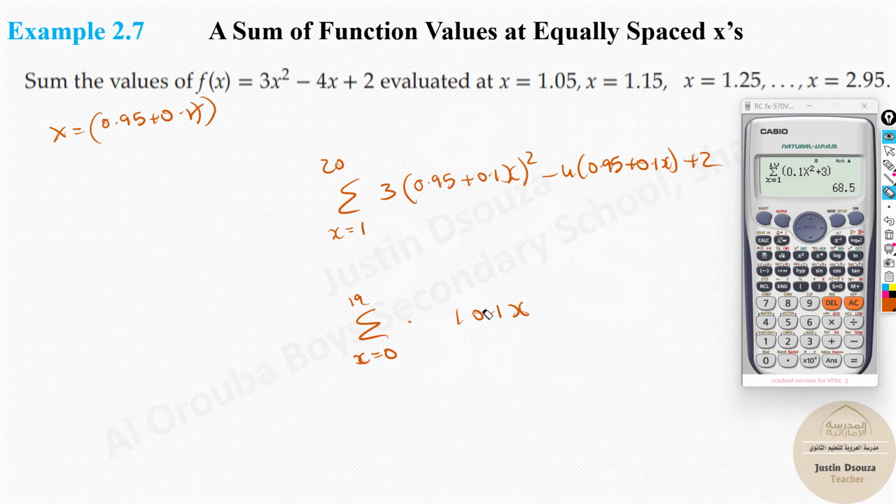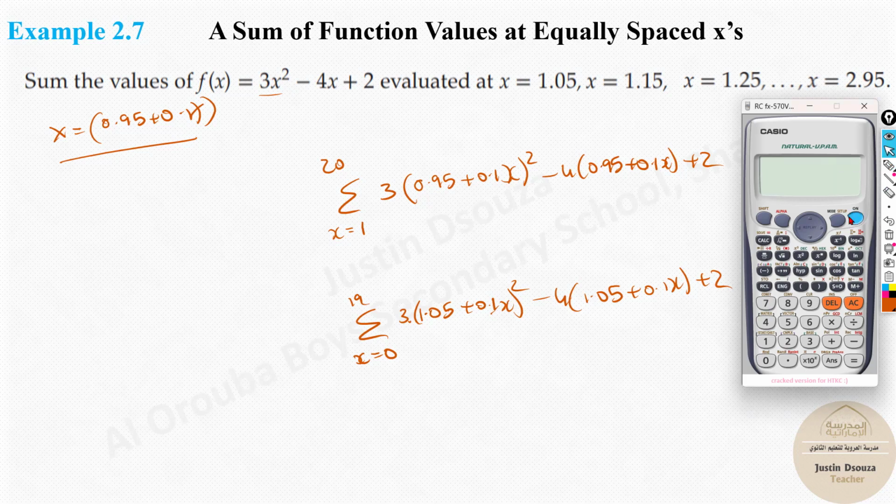If you're writing it, it has 1.05, it's fine. Your terms over here, the interval changes. Then now let's write it: 1.05 plus 0.1x the whole squared minus 4 times 1.05 plus 0.1x, no square over here. See, you should just follow these terms over here. Instead of x, we are substituting these values. And last one is just plus 2.